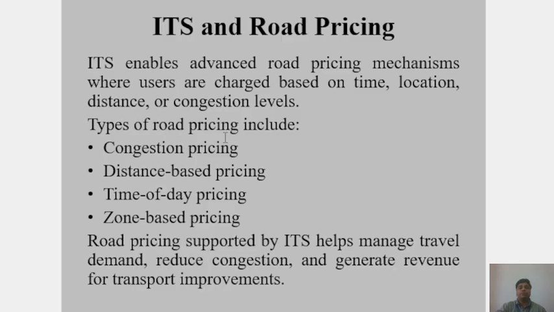Different types of road pricing include congestion pricing. If there is so much congestion here, we have to pay the congestion amount. That is congestion pricing. Then distance based pricing: to travel from one location to another, we need to pay a separate specific amount. This is very relevant for toll pricing. If you are traveling from one state to another state, we pay distance based pricing for that.